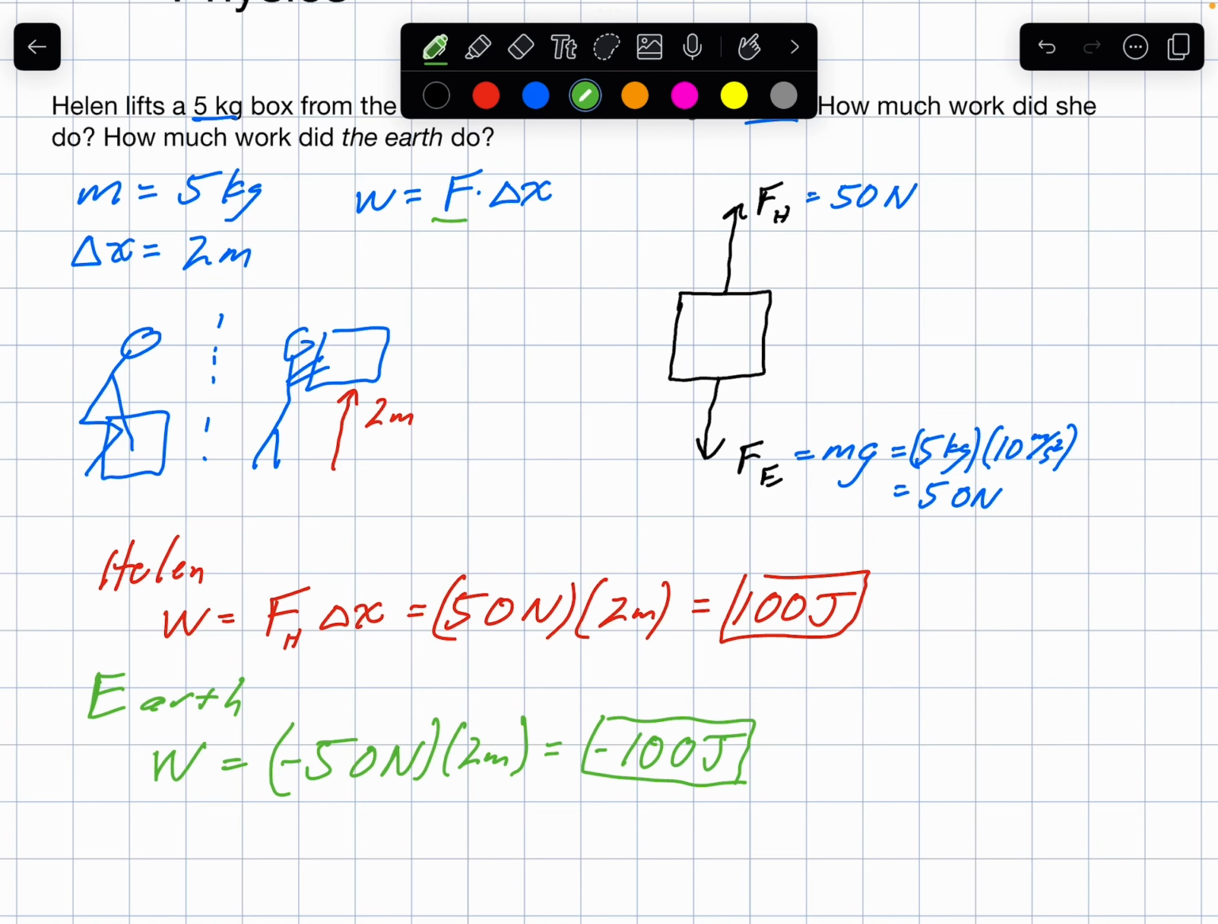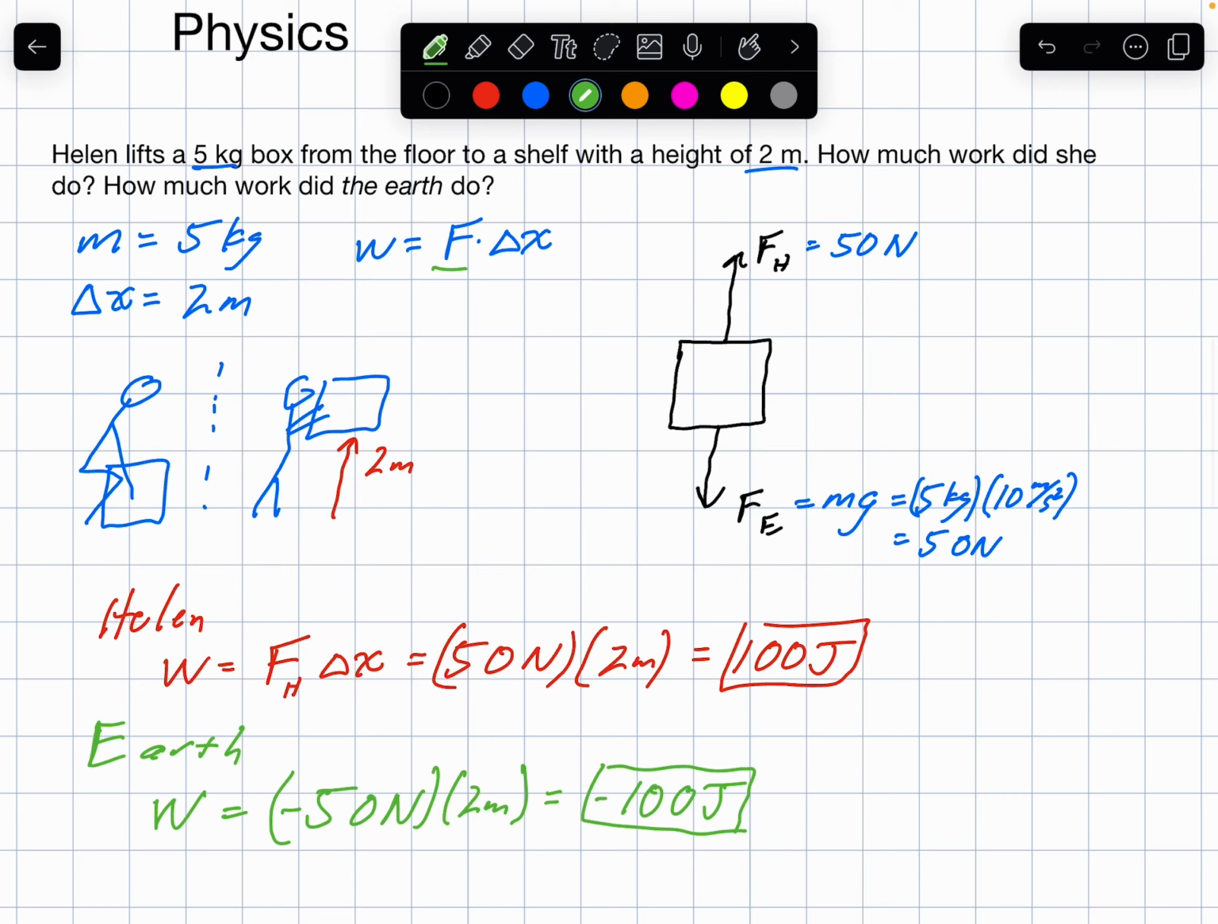But also I could have told you at the beginning that the work done by the Earth would be negative because the force of the Earth is down, but the displacement is up. And so since the force and displacement are in opposite directions, we get a negative work done by the Earth, which seems a little bit strange. But what that really means is simply that if the Earth is outside the system, it's taking energy away from the system. So if we were just looking at the box, if the Earth wasn't there, then the box would result with something like kinetic energy moving up and away from Helen.